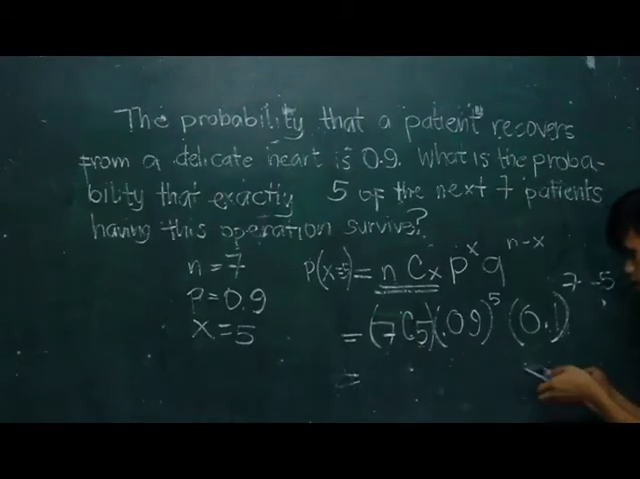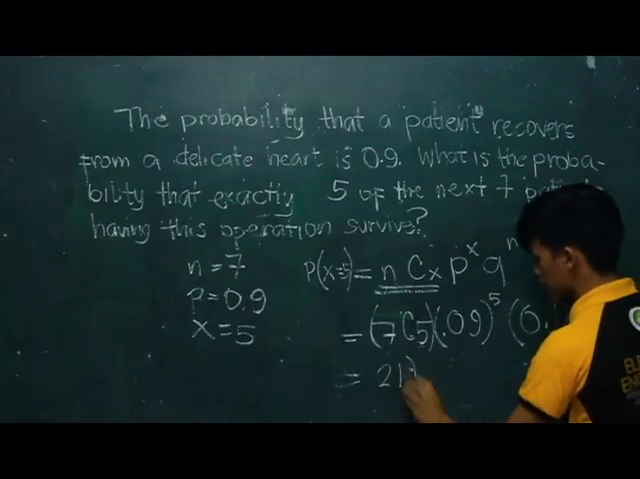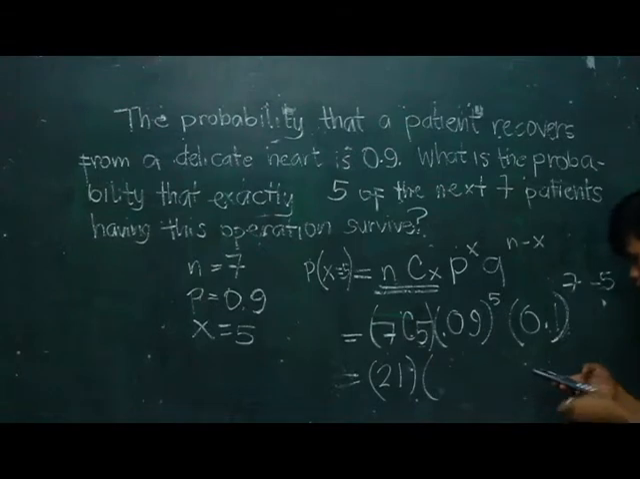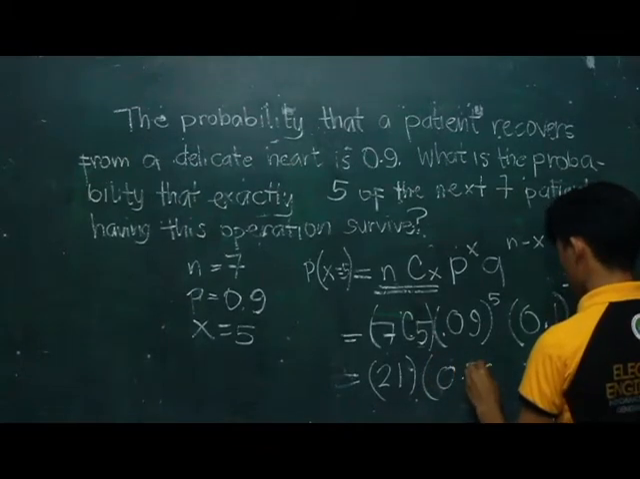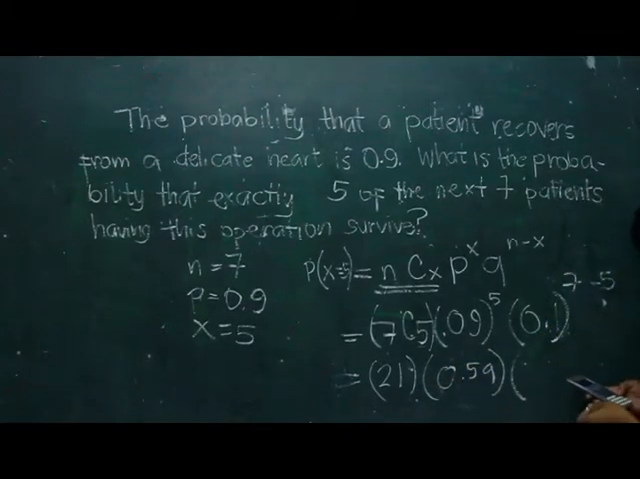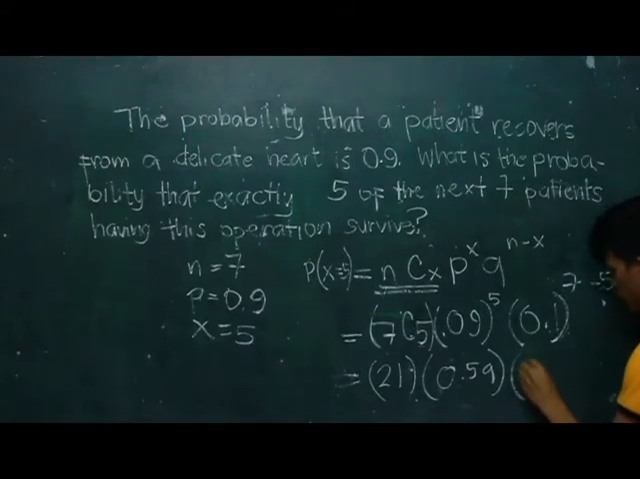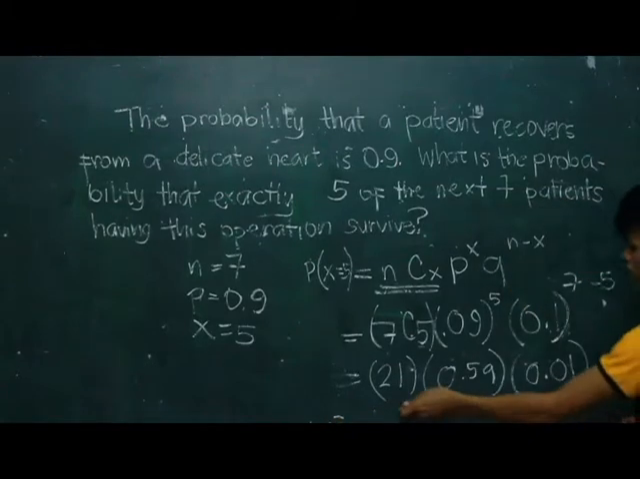So combination of 7, 5. We have here 21 and 0.9 raised to 5. We have here 0.59 and 0.1, 7 minus 5, so it's a square. 0.1 raised to 2. So it would be 0.01. So the final answer would be the product of these three.